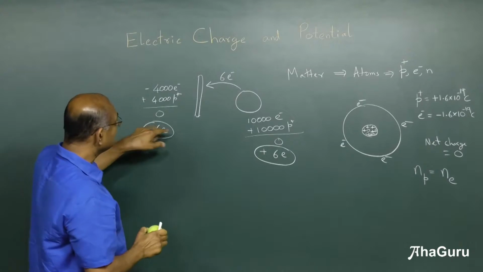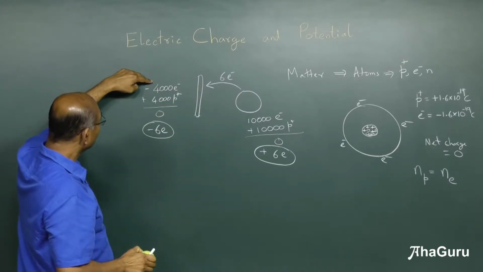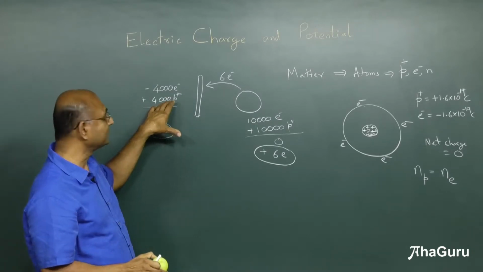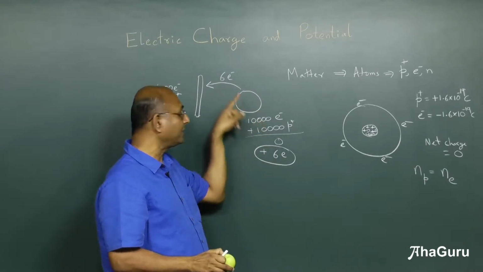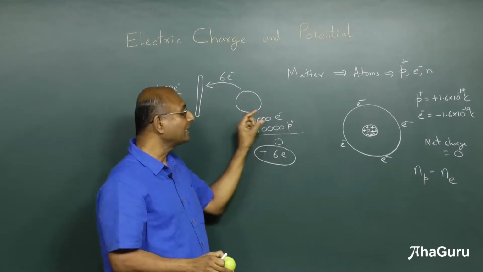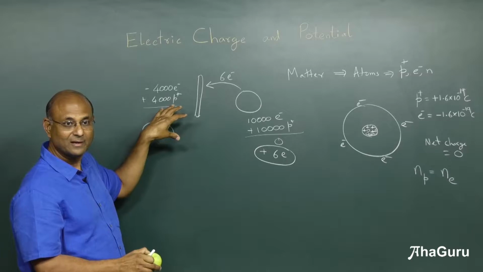Why is this minus 6? So does it mean that you only have 6 electrons here? No. You have 4,006 electrons. But you have only 4,000 protons. Whereas here you have 9,994 electrons. And you have 10,000 protons. So that means this has excess of protons. This has excess of electrons.